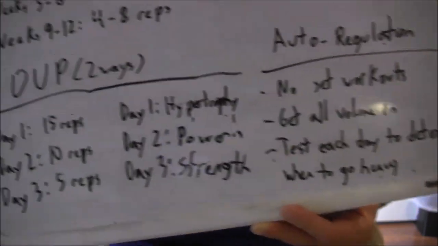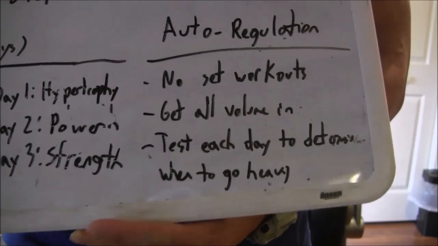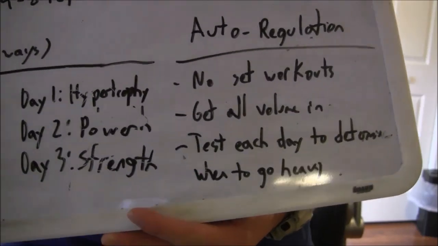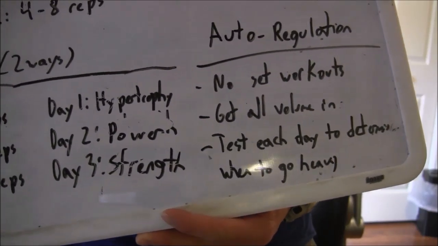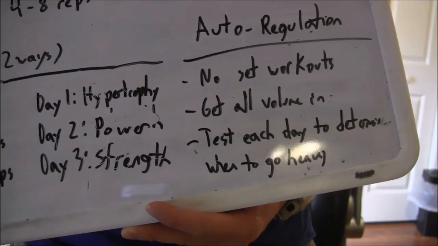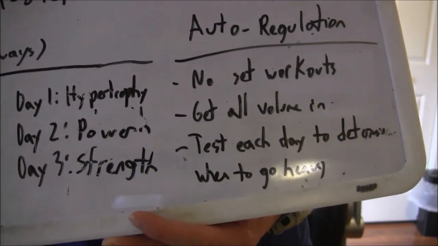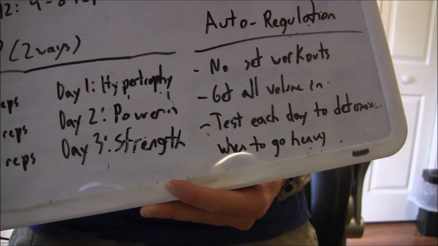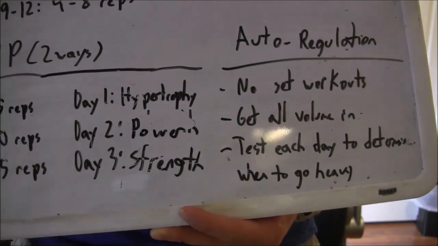Or you can do it where you have a setup and you say, I'm going to go in, do a conservative max, and then I'm going to do 90% of that for sets of 2 or sets of 3. Or I'm going to do 80% of that for sets of 4 or 5. Again, don't get caught up in hard numbers. These are just concepts for you guys.